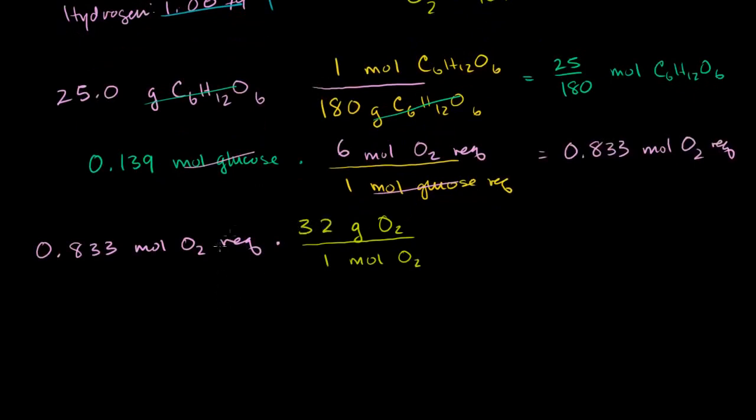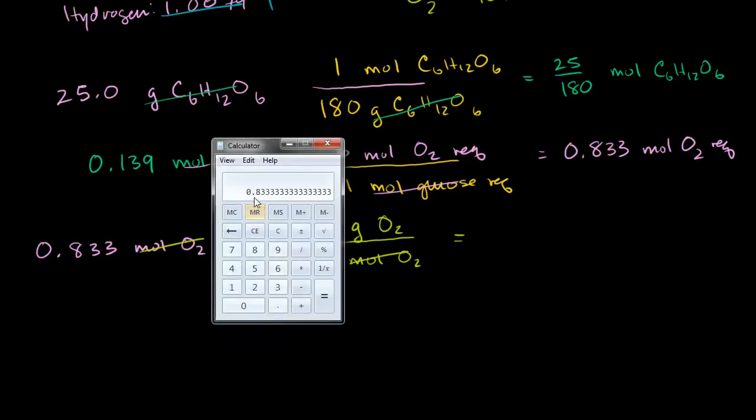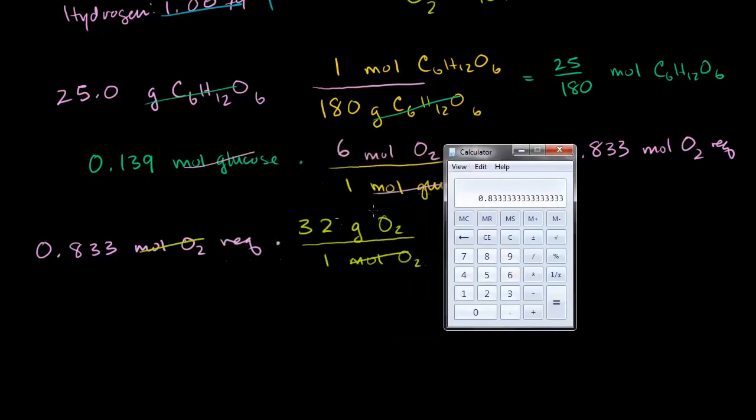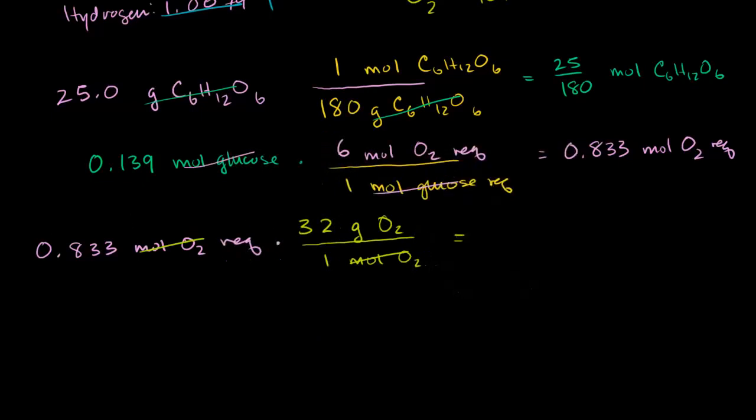32 grams per mole. And so when we perform the calculation, the moles of O2 in the numerator cancel out with the moles of O2 in the denominator, and we're just going to have 0.833 times 32, which is equal to about 26.7. So this is equal to 26.7 grams of O2 required. Grams of O2, and I'll write required in that same exact color.